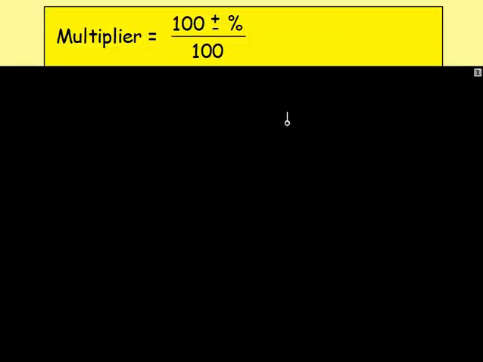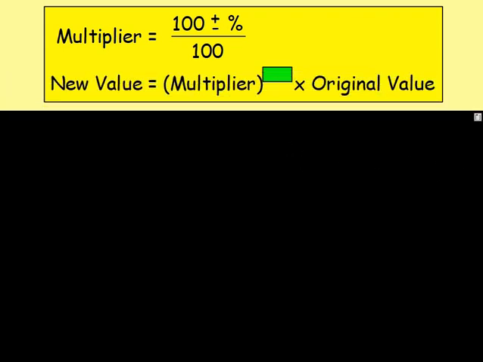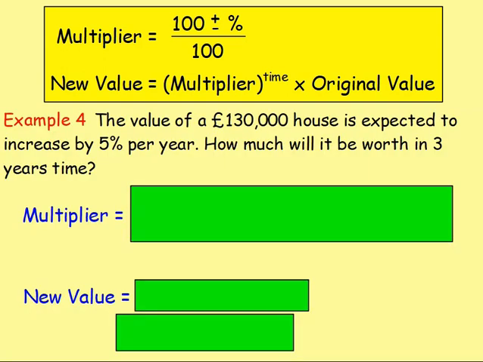Remember, the multiplier remains the exact same. It's always starting at 100, add or take away your percentage, and then divide by 100. But what we can do to work out the new value after a repeated period of time is the multiplier to the power of that length of time, and then multiply it by the original value.